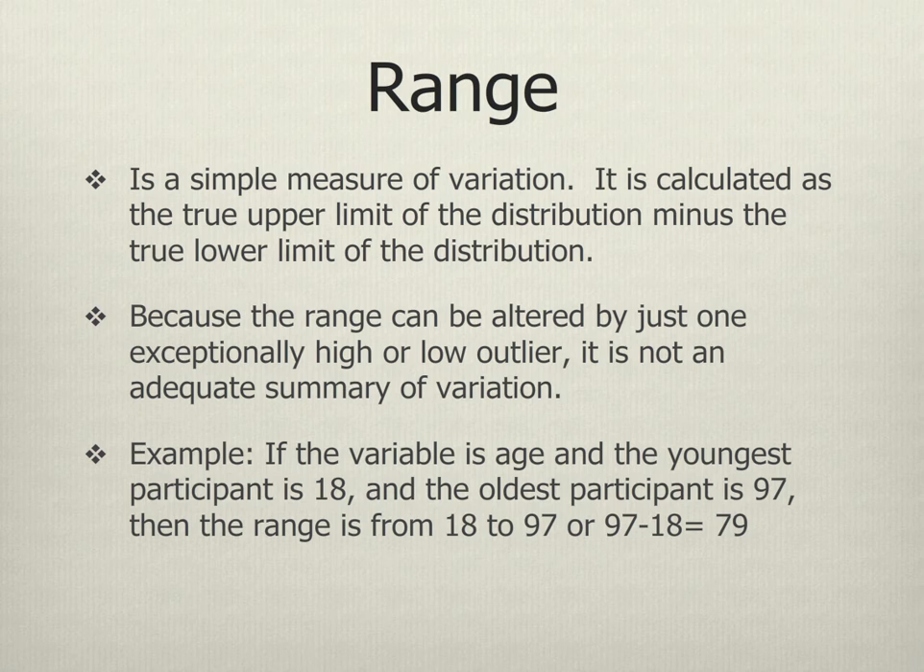Because the range can be affected by one very high or one very low value, it's not an adequate measure. So take, for example, the variable age. If the youngest participant in our sample is 18 and the oldest participant is 97, then the range is from 18 to 97, or 79 years.